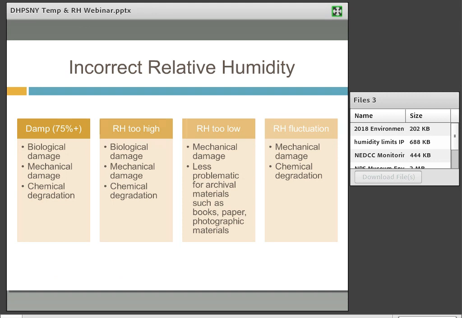Okay, so generally speaking, for most archival materials, dampness and high relative humidity are the most potentially damaging environmental issues. RH which is too low is more likely to cause damage to archaeological items, for example, paintings, and materials that have multiple layers. Fluctuations in RH are often even more problematic for archival materials than consistently low RH.